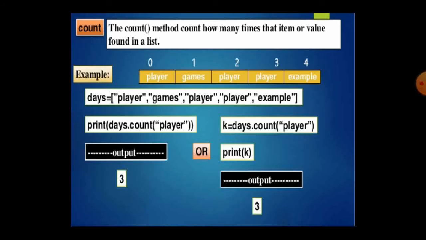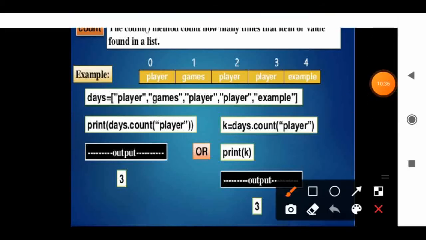Count. The count method is used to count how many times an item or value is found in the list. For example, days equals the list we have created. print(days.count(...)), what is the argument we have passed? Player. This function will count how many times the value is present in the list. Here it is 1, 2, 3, so it will display the result as 3. You can store the result value in another variable, and using this variable you can print the result also.